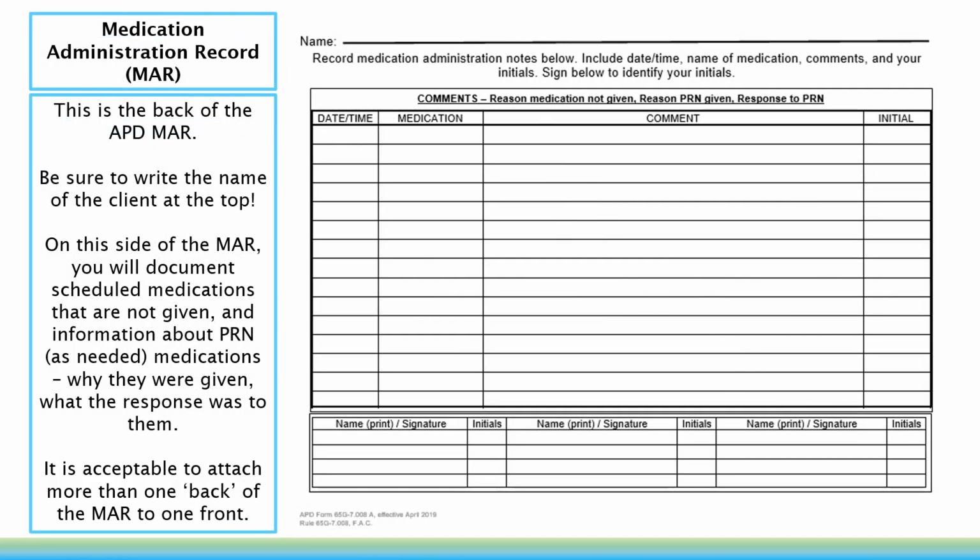Medicine Administration Record, MAR, continued. This is the back of the MAR. Be sure to write the name of the client on the top. On this side of the MAR, you will document scheduled medicines that are not given, and the information about PRN, as needed medicines: when they are given, why they were given, and what the response was to them. It is acceptable to attach more than one back of the MAR to the front if it's needed. We will, of course, discuss this in even more detail later on in this class.